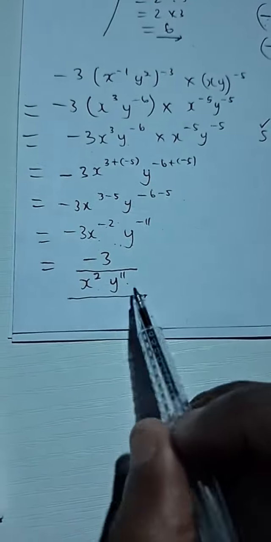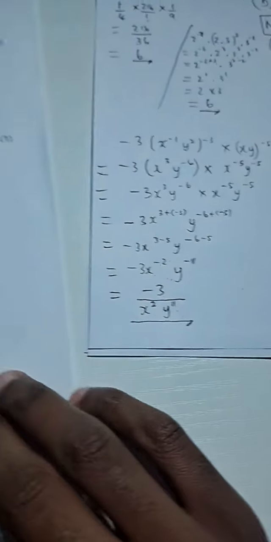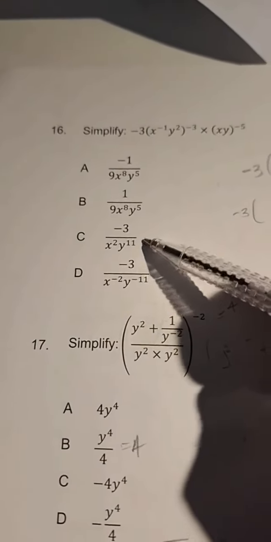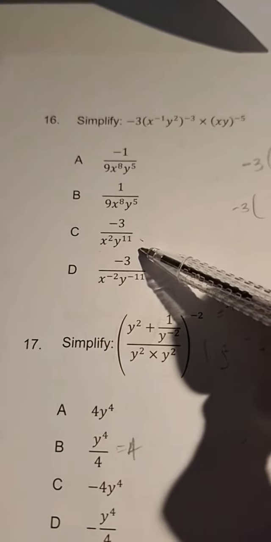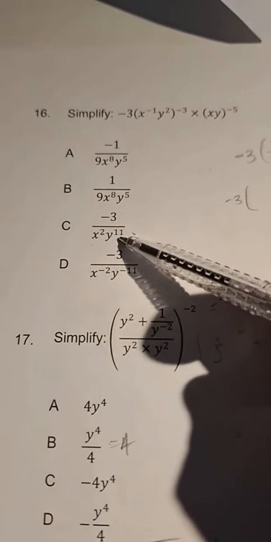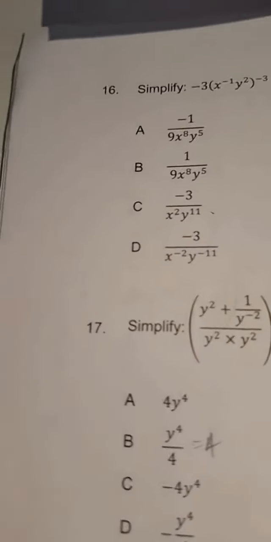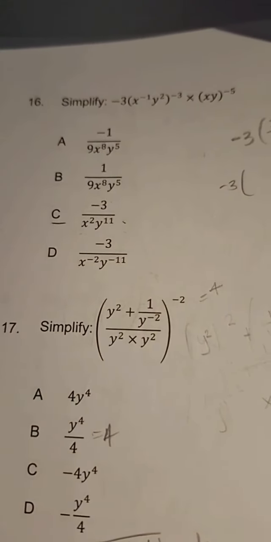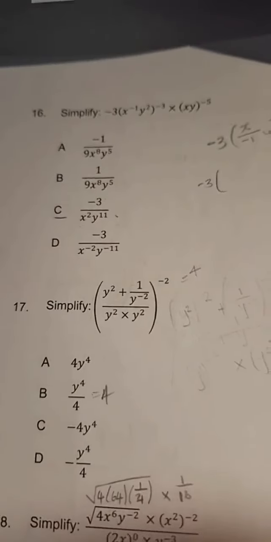Okay. So the answer, guys, that is the answer for real is actually C. This is the answer. Okay. Negative 3 over x squared y to the power 11. So the answer that we should basically choose there is the beautiful answer C. Okay, so this is grade 9, guys, but applicable to grade 8.